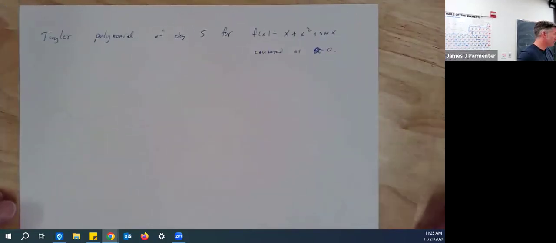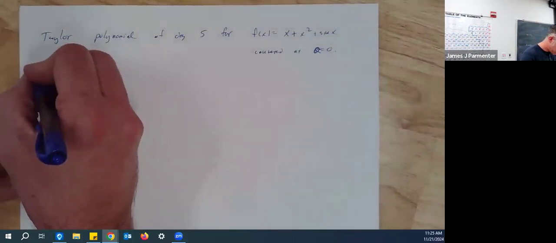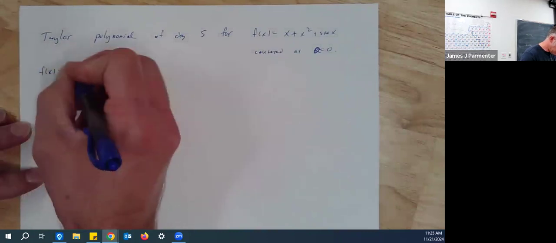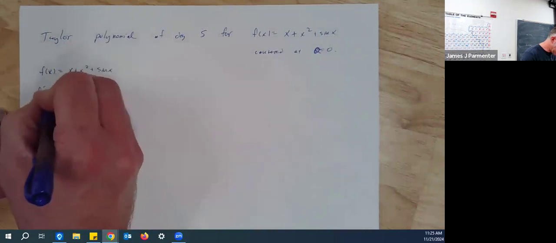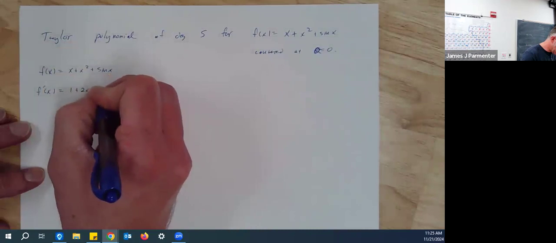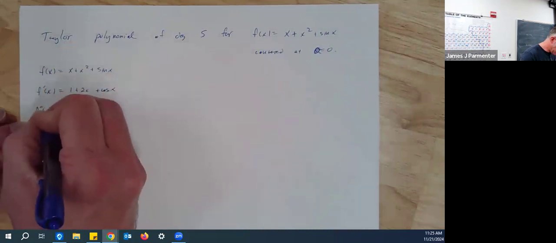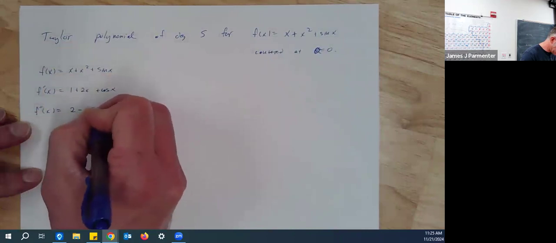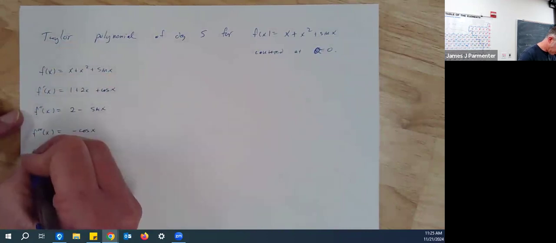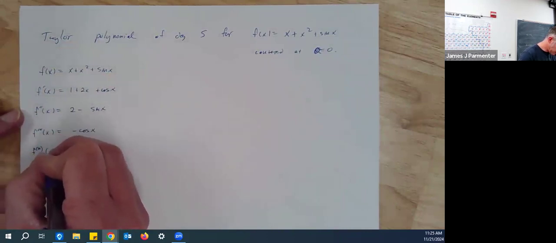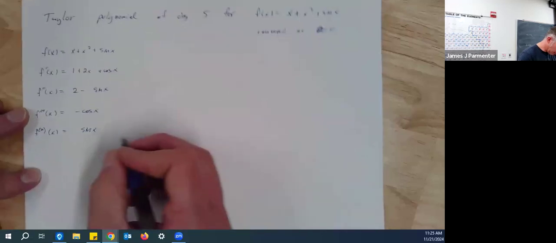So here's what we know we're going to need. We know we're going to need the derivatives of this function up to the fifth derivative. So I would probably start by writing down my derivatives. My function is x plus x squared plus sine x. My first derivative is 1 plus 2x plus cosine x. My second derivative is 2 minus sine x. My third derivative is going to be negative cosine x. My fourth derivative is going to be positive sine x. And my fifth derivative is going to be cosine x.